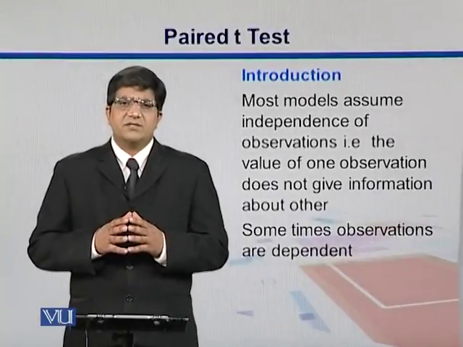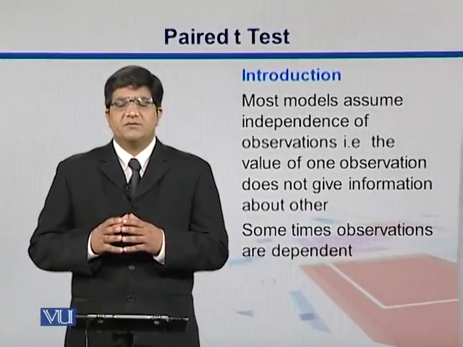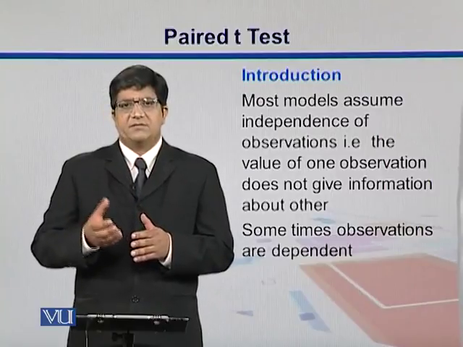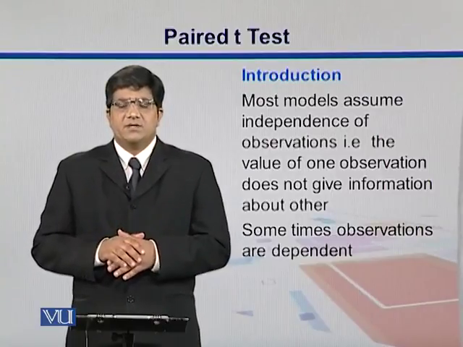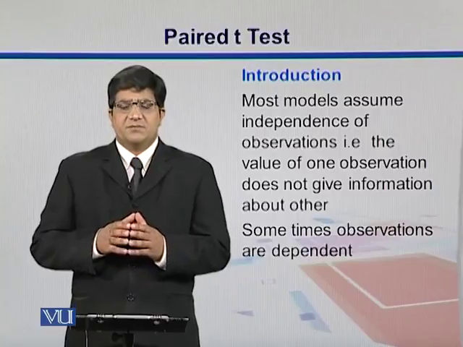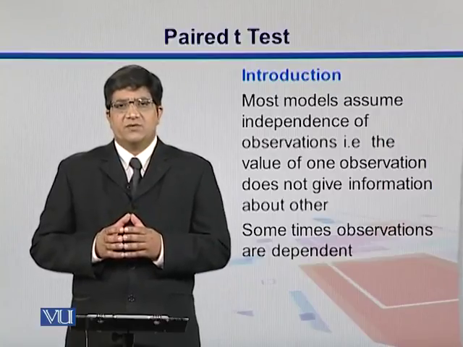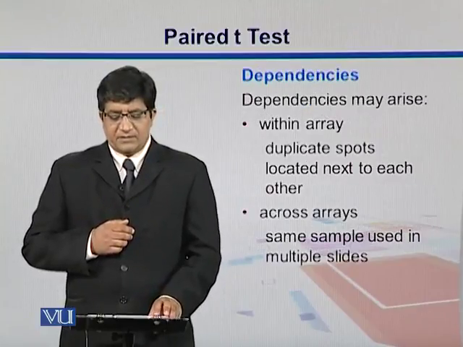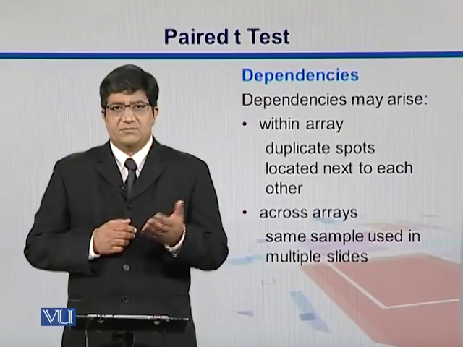We see that most of the time the observations are independent, so the values of one observation do not tell about the values of the other observation. But sometimes the observations may be dependent on one another. So we do have some dependencies within our data, and these dependencies may arise due to different reasons.